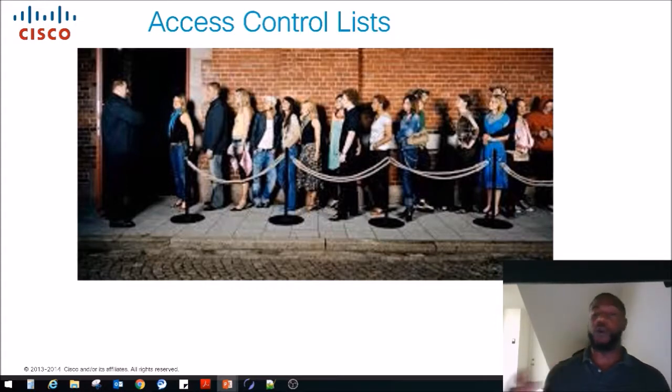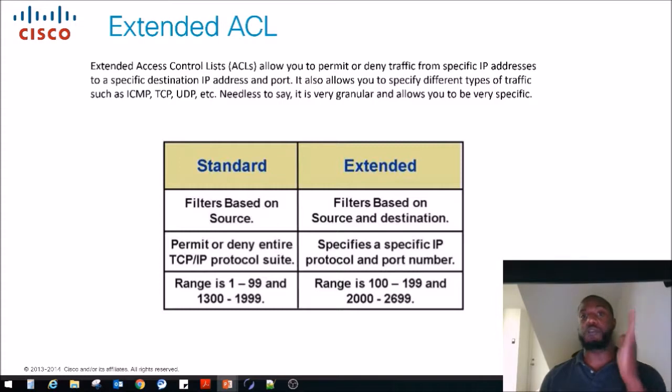Now with extended ACLs, he also asks where they're coming from and where they're going. The reason is that with extended ACLs, we check the source address and also the destination IP address. Extended ACLs allow you to permit or deny from specific IP addresses to a specific destination IP address and port. So not only are we asking where they're coming from, but also where they're going to, as opposed to standard, which only asks for the source, where they came from.